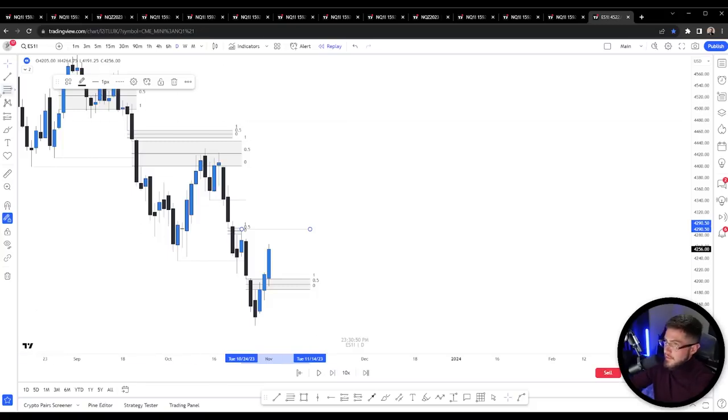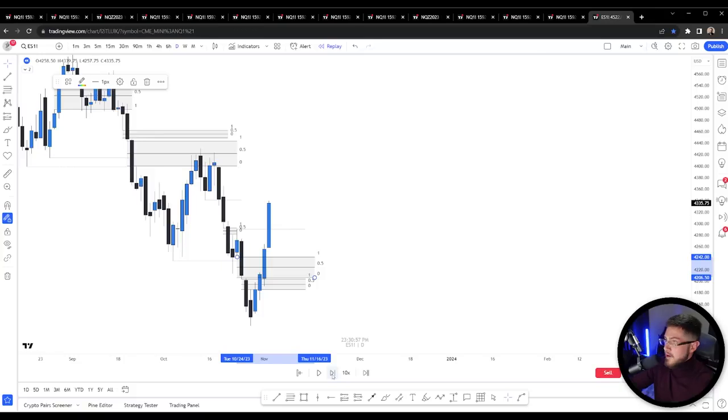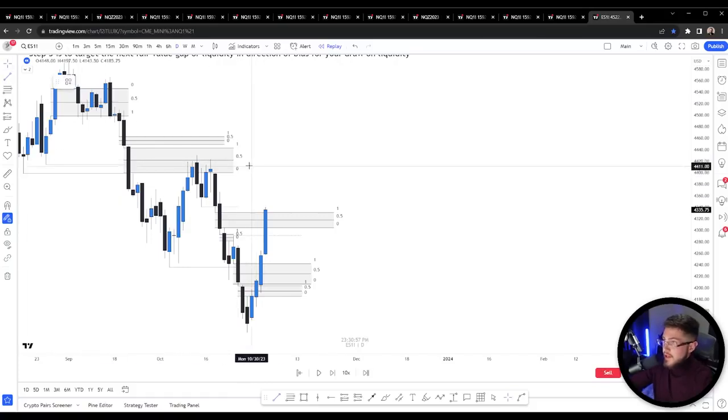So the market comes up. It also inverts this fair value gap, which just gives us a support level if the market does trade back down into it. But it doesn't. It trades and displaces through this high. And what it does again is it inverts this fair value gap. So what does that do? It gives us a bullish target.